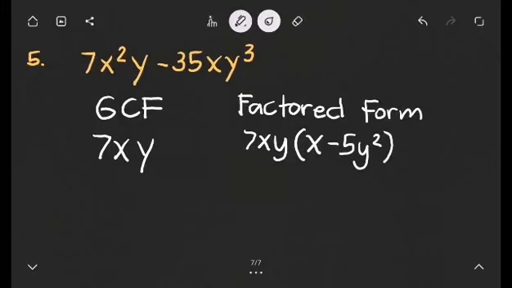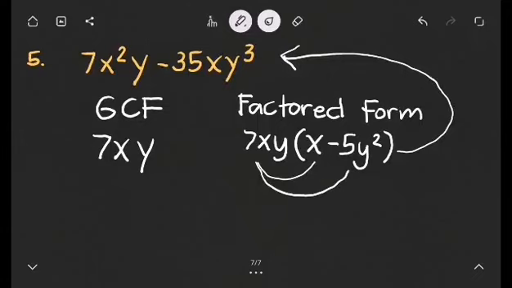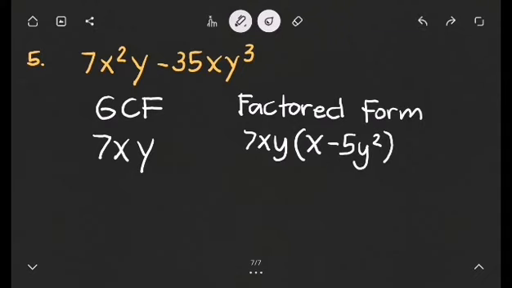So, tip lang, classmate, ano? For us to check kung tama yung ating ginawang factoring, pwede nyong i-multiply si 7xy kay x at kay negative 5y squared. So, dapat ang magiging sagot natin dyan ay yung ating given na binomial. So, that's why sinabi ko kanina na ang factoring ng ating polynomial using their GCF is the reverse ng ating multiplication through distribution.